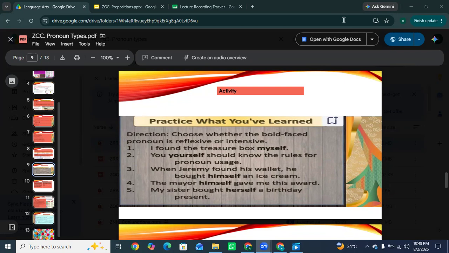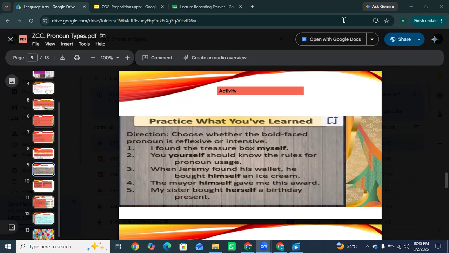So the next one is: when Jeremy found his wallet, he bought himself an ice cream. Yes, reflexive. The action of buying bounces back to Jeremy. He's both the person buying and the person receiving the ice cream.